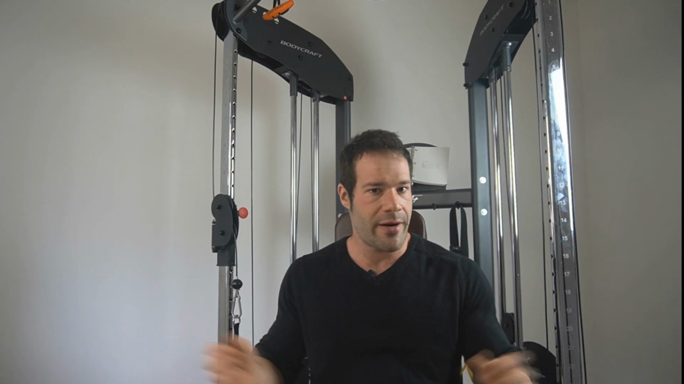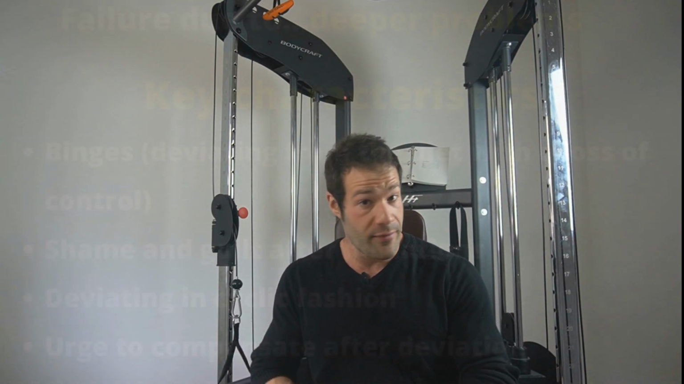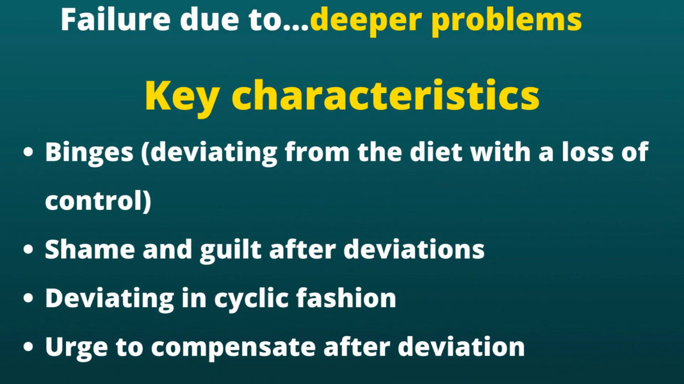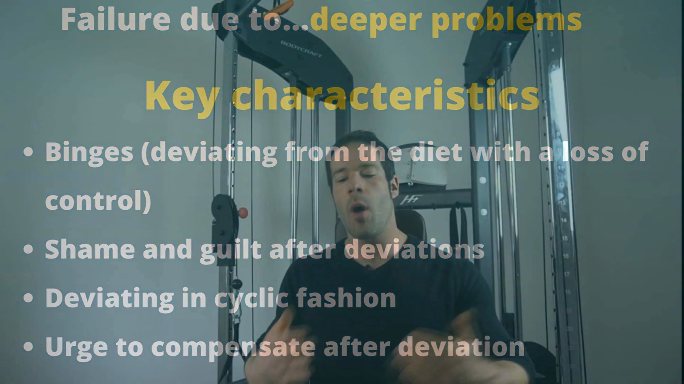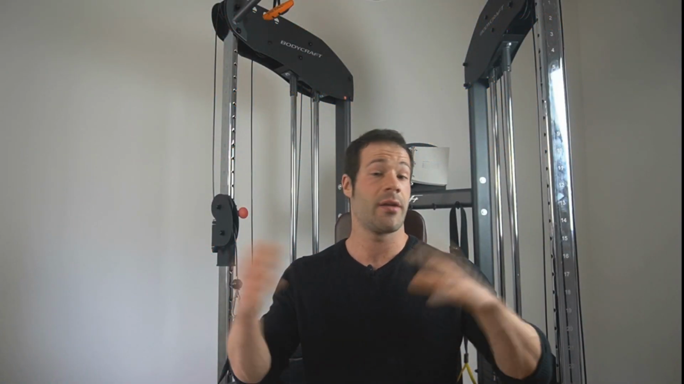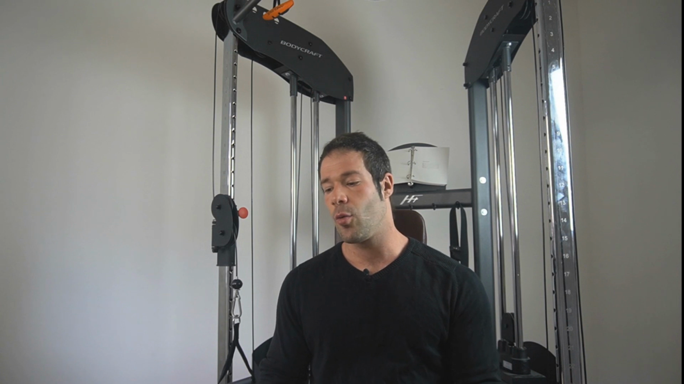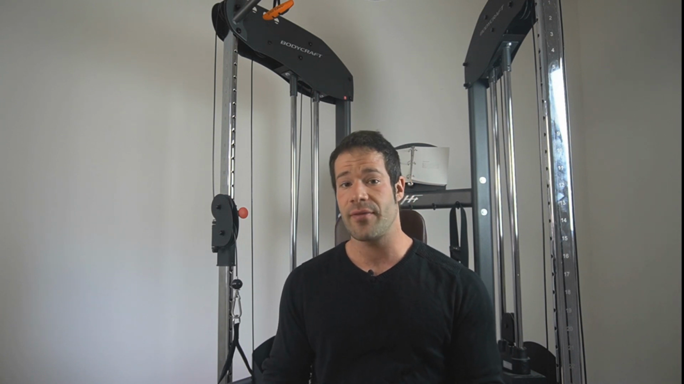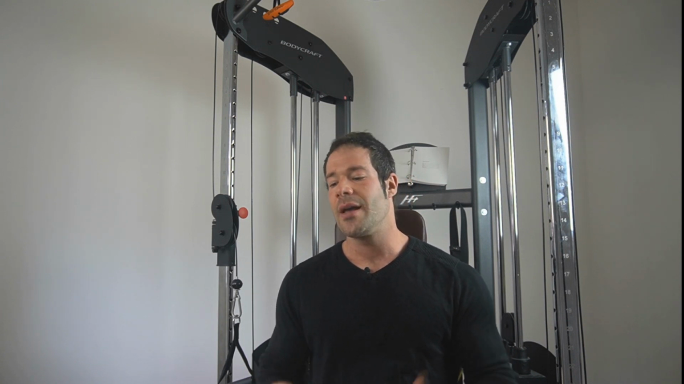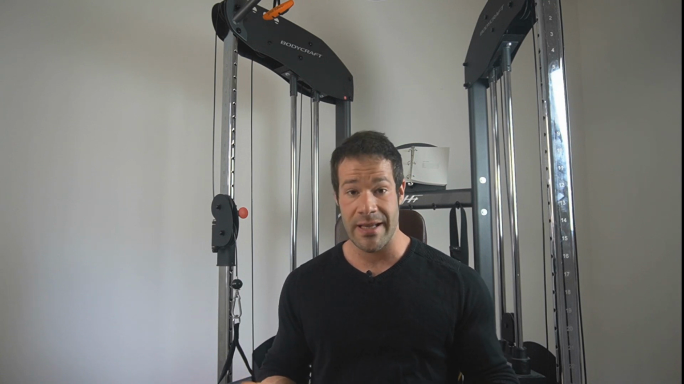So a couple of key characteristics here: compulsive overeating. You deviate from your diet, and when that happens, it happens with a sense of losing control. You had the plan of being on point with your diet, and all of a sudden you break and you feel like you don't have agency over the situation. Another key characteristic here is that when you do lose control and you deviate from your diet, you fall off the wagon, it's accompanied with a lot of guilt and shame.